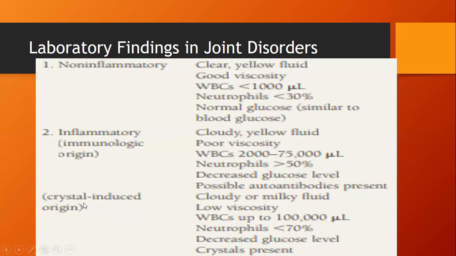Now, in crystal-induced origin, you get cloudy or milky fluid, although the WBCs may reach up to 100,000, comprised mostly of neutrophils. Another cause of the cloudy or milky fluid is the presence of crystals. Still, the glucose is increased due to the presence of a larger number of cellular elements.